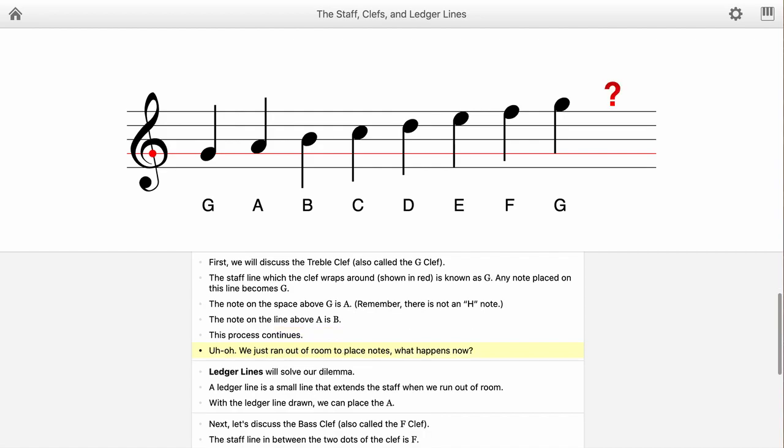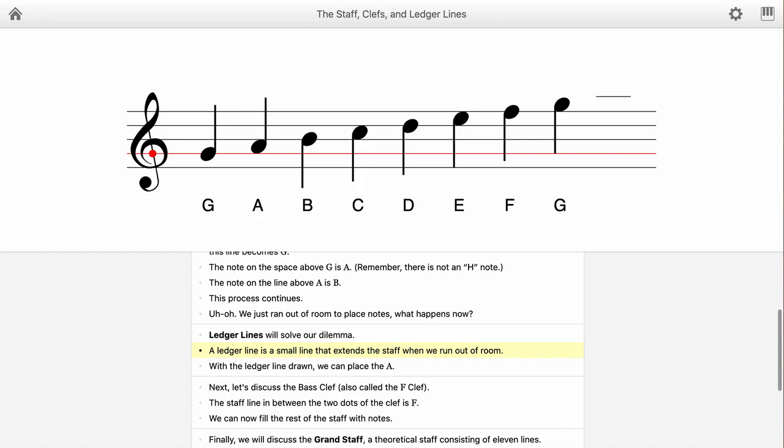Are we out of notes? Is this all there is? Well, no, of course not. Our clarinets and flutes in particular play a lot of notes that are higher than this G. So how do we fix this problem? The answer is another vocabulary term: ledger lines.